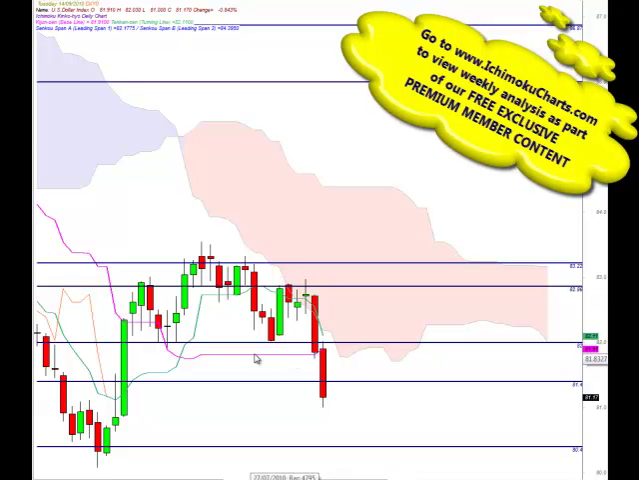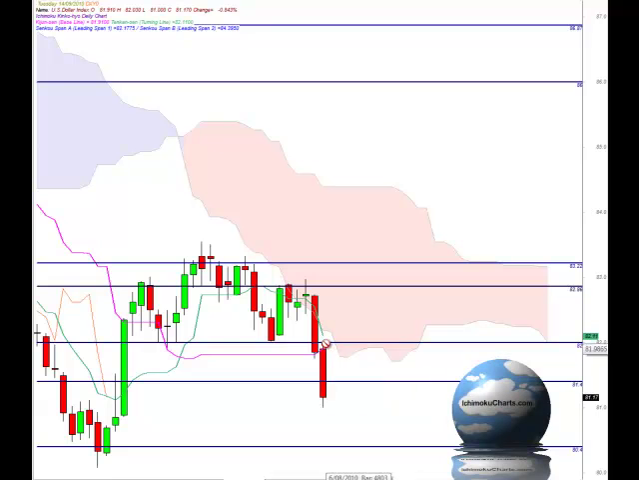Now, just looking at the indicators here, the Kijun-sen is below the Tenkan-sen, which is usually a bullish indication, but those two indicators are about to cross. They're converging on each other, and if the market continues with this downside momentum, then that crossover could be within the next few days. If that crossover occurs down below the cloud, that will be quite a strong bearish signal for this market.